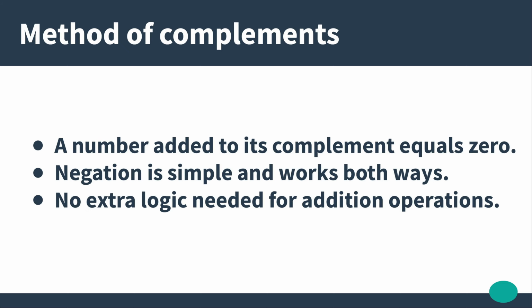Another way to represent negative numbers is through the method of complements. Various such systems exist, but the principle with all of them is the same. A number added to its negative, or complement, should equal 0. Advantages of this method include a simple negation operation, which works in both directions, and the same circuitry can be used for both addition and subtraction.